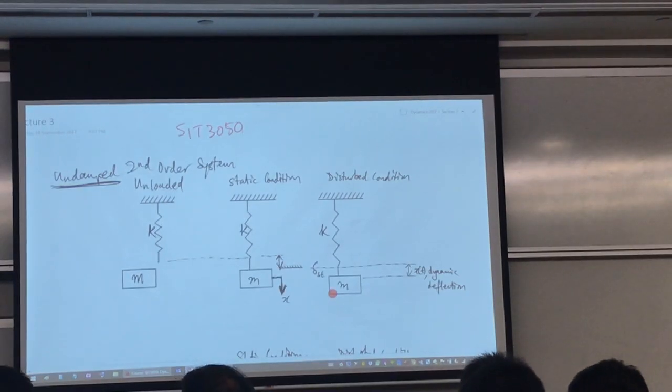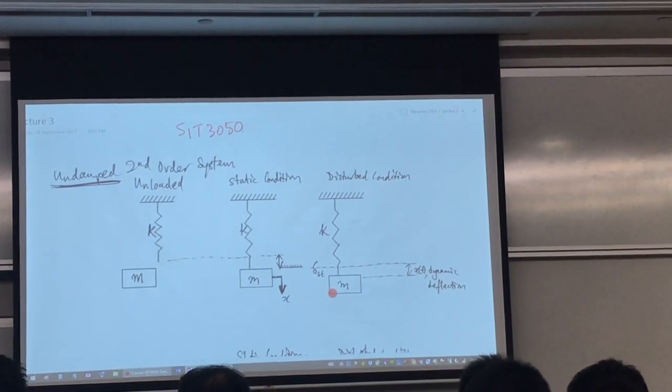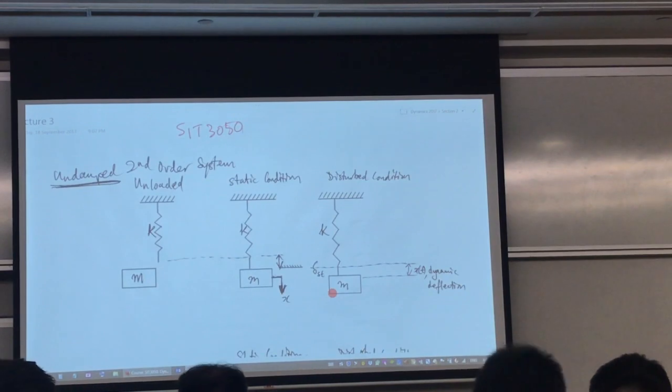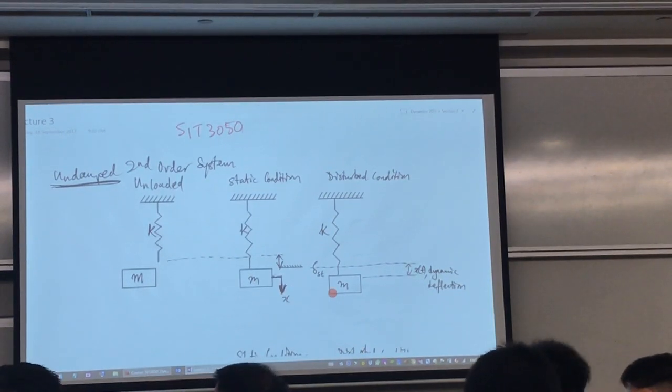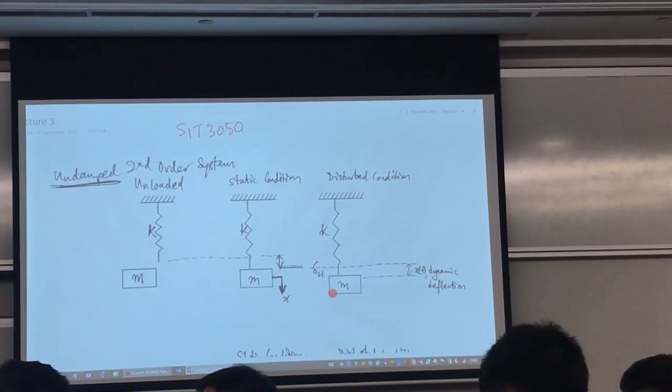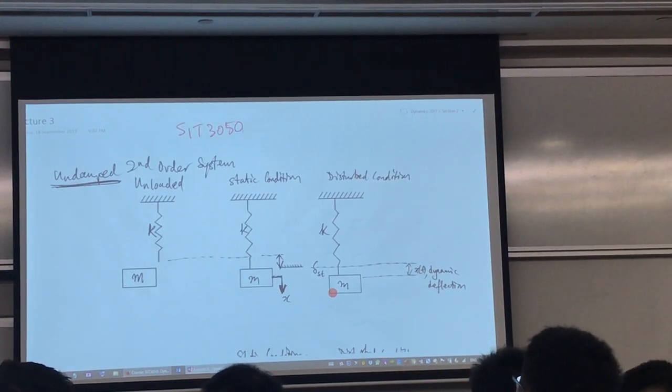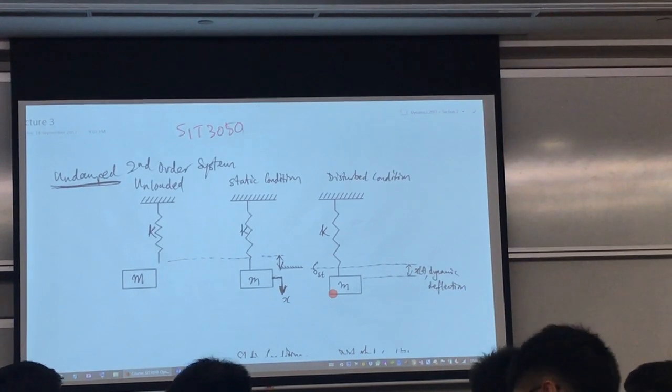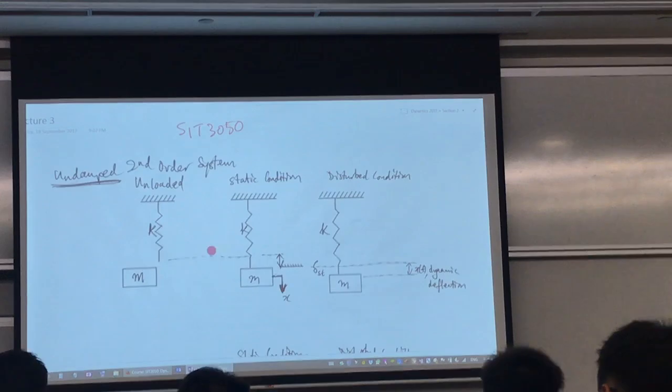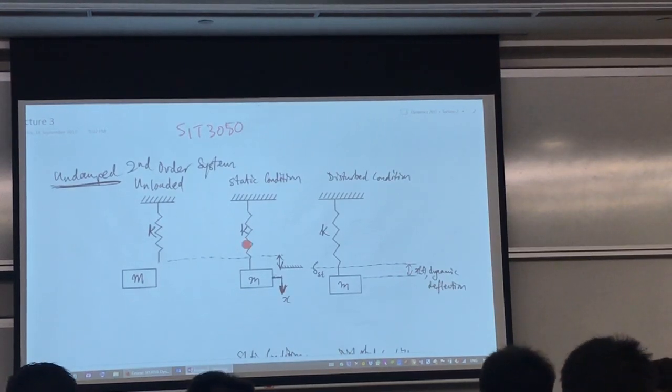Today we're going to talk about the system with damping included. So the classes that you had before, there wasn't any damping. So today's class will be that added damping. If you recall, we have this kind of sketch before. So what I'm going to do is add that damper.